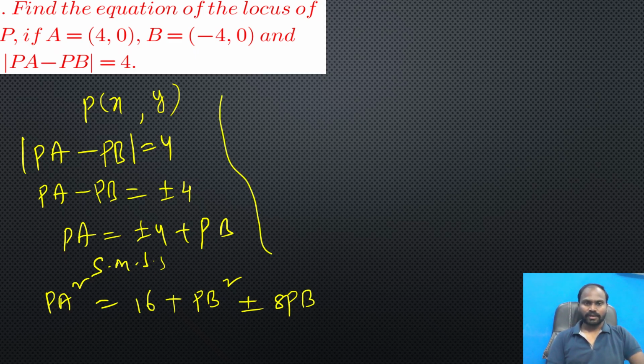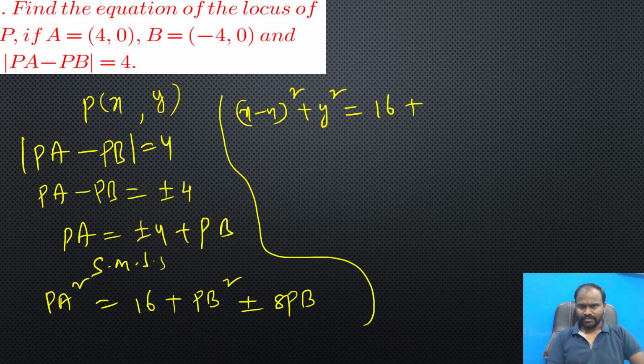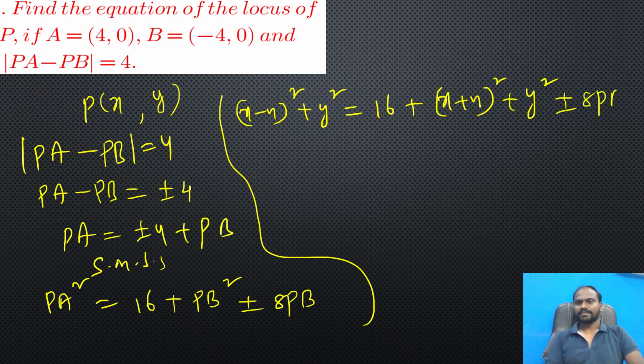So PA square is nothing but x minus 4 whole square plus y square, and 16 plus PB square. PB square is x plus 4 whole square plus y square plus or minus 8 PB. I'm not writing PB yet because we are going to have a square root on it, right? So y square gets cancelled, and we'll expand it.